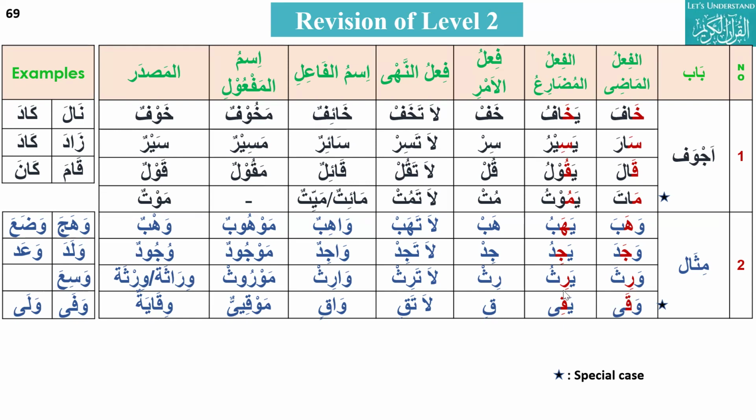Kasra remains kasra. So Bab Misal has 3 cases: fatah fatah, fatah kasra, and kasra kasra. And there is a very important special case, and especially for this waqa, it is used a lot. Waqa yaqi. Waqa means he saved.